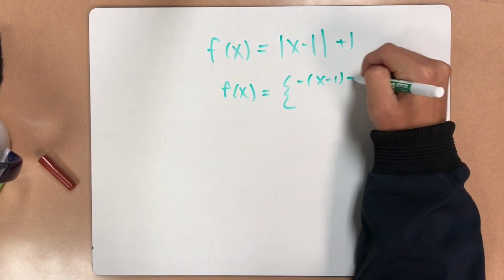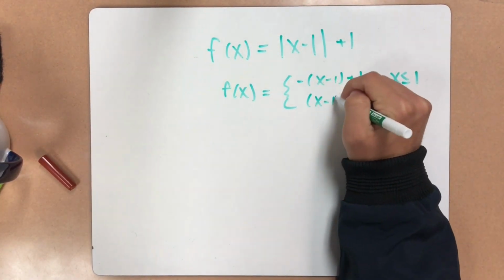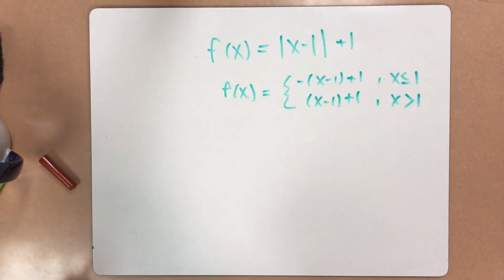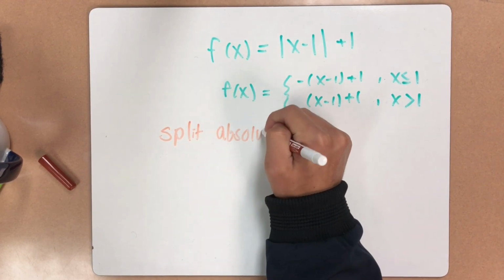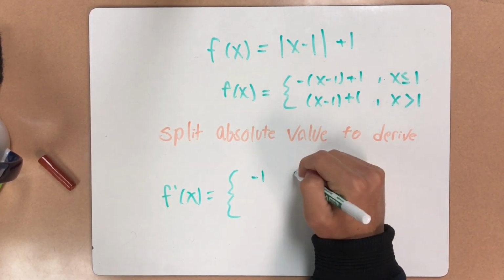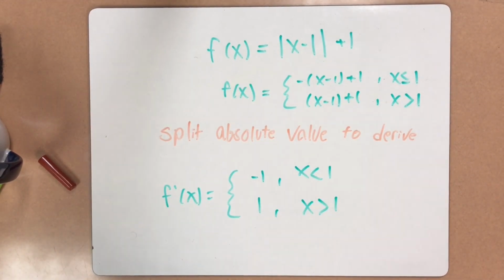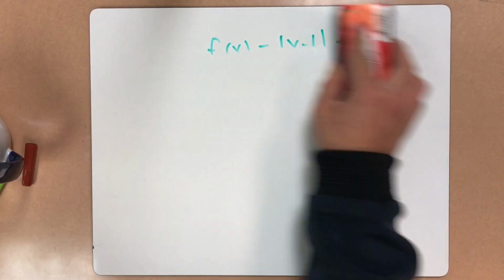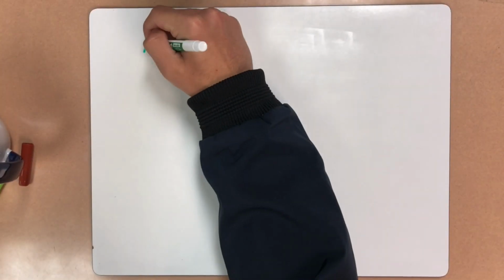First, check for differentiability and continuity. We know absolute value functions are not differentiable at one point, so we should check first by deriving as a piecewise function. We can split f of x is equal to the absolute value of x minus 1 plus 1 into a piecewise function: x minus 1 plus 1 when x is greater than or equal to 1, and negative x minus 1 plus 1 when x is less than or equal to 1.